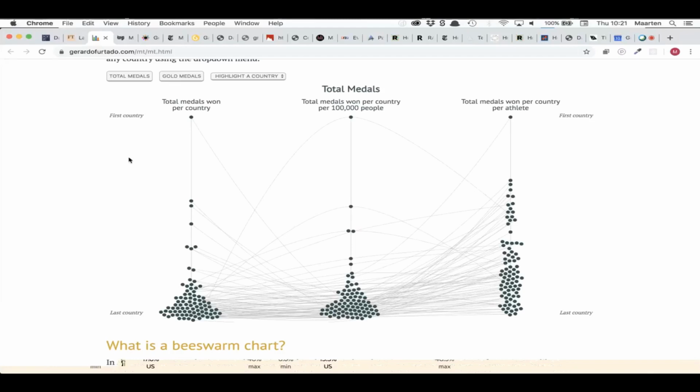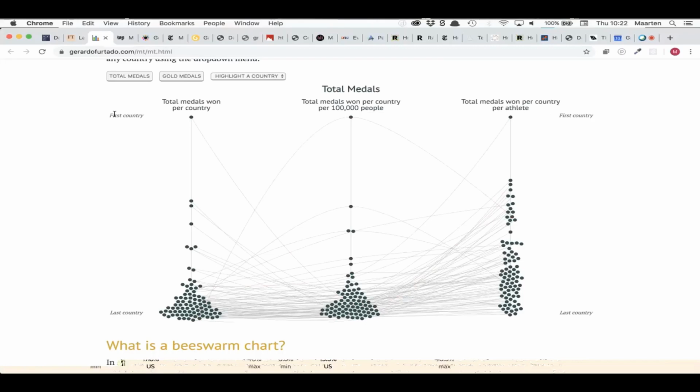You can see that for total medals won per country, you have a big cluster at the bottom, so a lot of countries only winning a few medals. The one at the top is the United States. They won the most medals. If we take population into account, it's Grenada that won the most medals. And if we look at the numbers relative to the number of participating athletes, it was Azerbaijan that won the most medals.